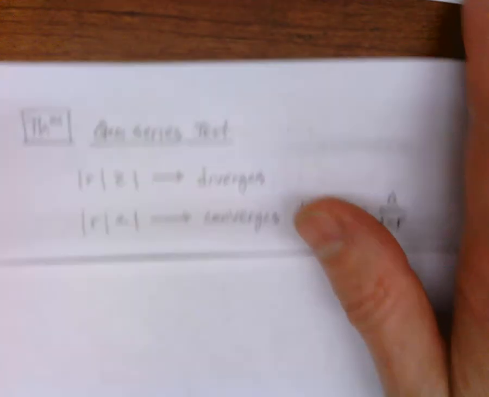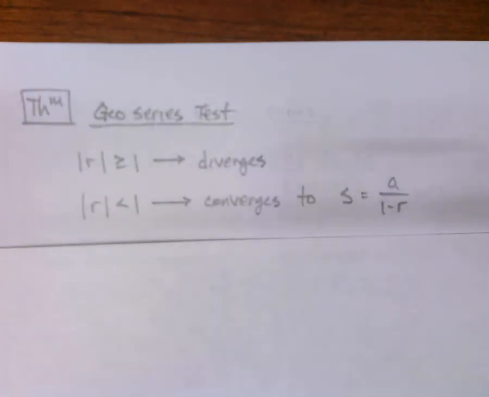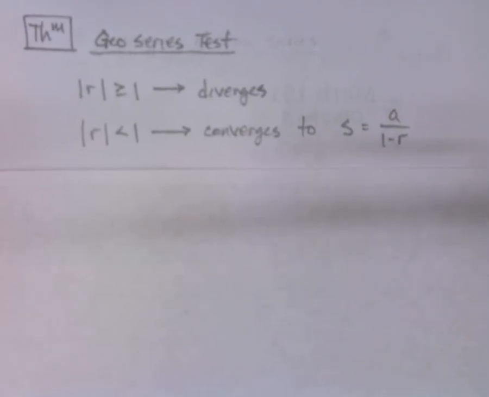But if your r is less than 1, it will always converge when you add all the terms together. In fact, we even know what it will converge to. The sum of all infinitely many terms will be a divided by 1 minus r. Again, that's something that you would have seen in algebra when you studied sequences and series. We're not going to prove that formula. That is what it is.